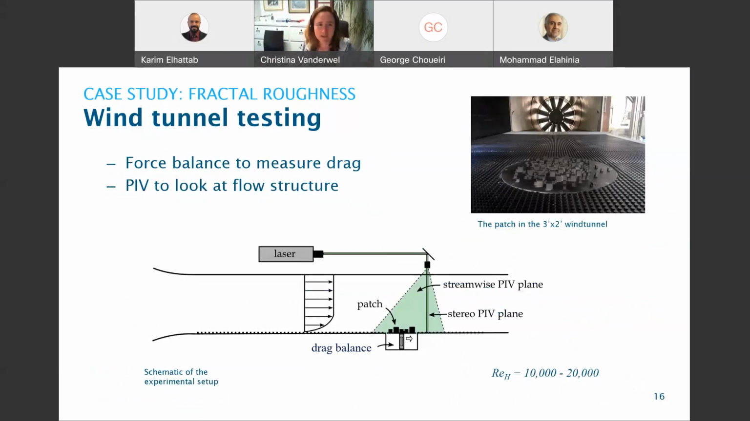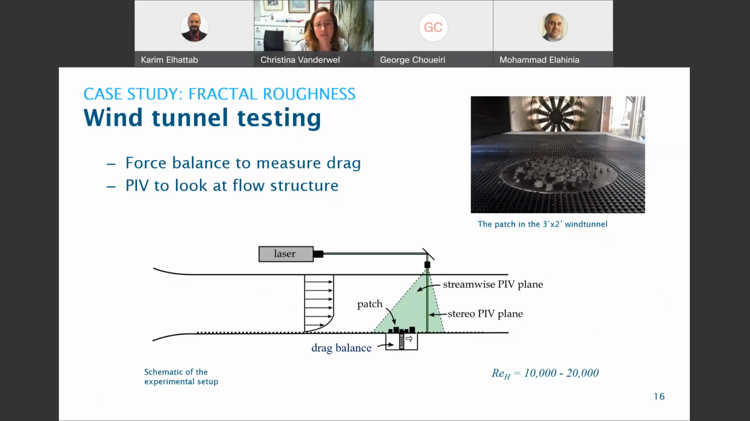So this is a sketch showing what the wind tunnel test looked like. This was in our old 3-foot by 2-foot wind tunnel, and we installed the 3D printed patch in the sort of later half of the test section on the floor. And underneath the patch was a force balance so that we could measure the drag, and that's essentially measuring the shear stress that the patch gives to the flow, or the drag that the flow gives to the patch, right? It's the same way going back and forth.